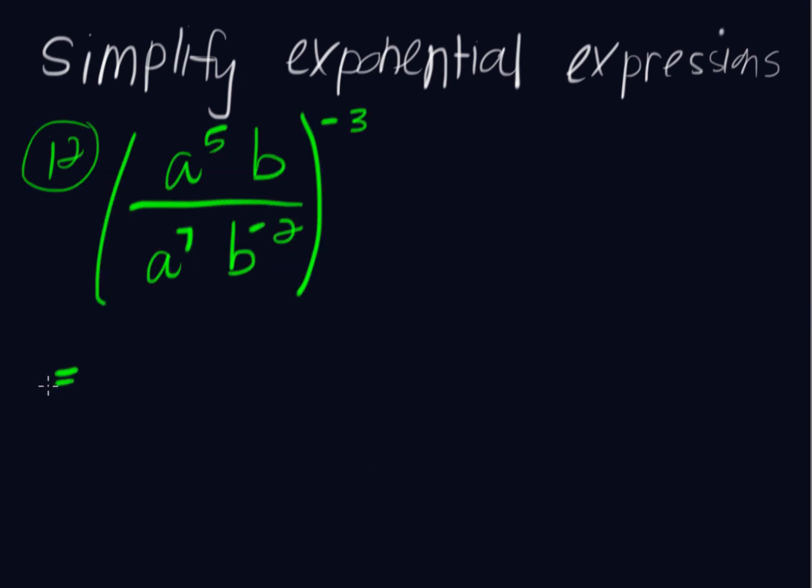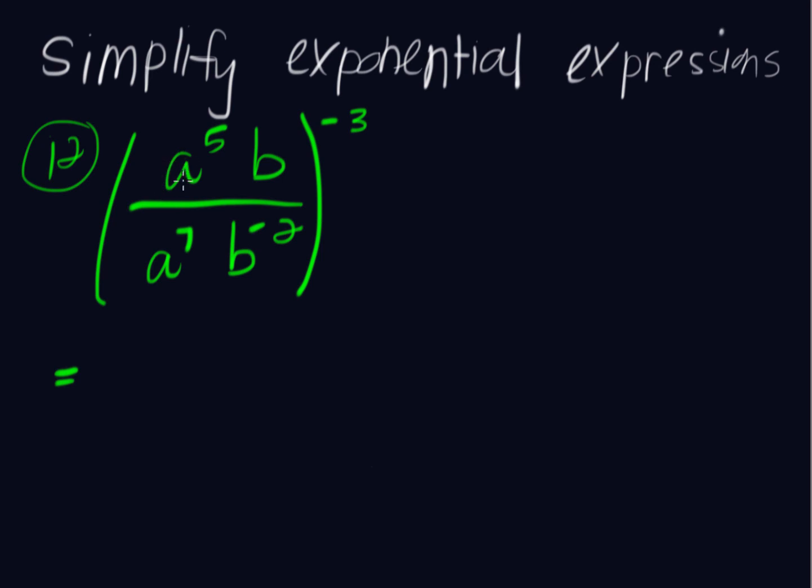In example number 12, we have a to the 5th b divided by a to the 7th b to the negative 2, and the whole thing is raised to the negative 3 power. So this one's really sort of exciting because more than likely we're going to be using all 3 steps here. So starting off with step 1, clear the parentheses. So I'm going to raise each of these bases to the power of negative 3.